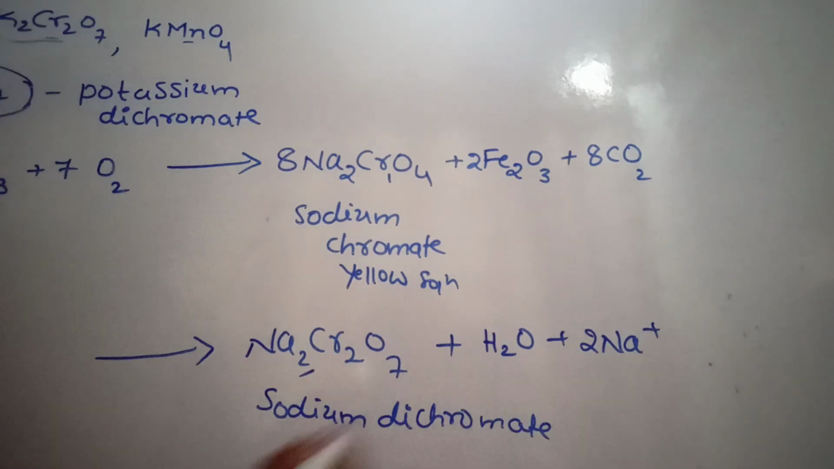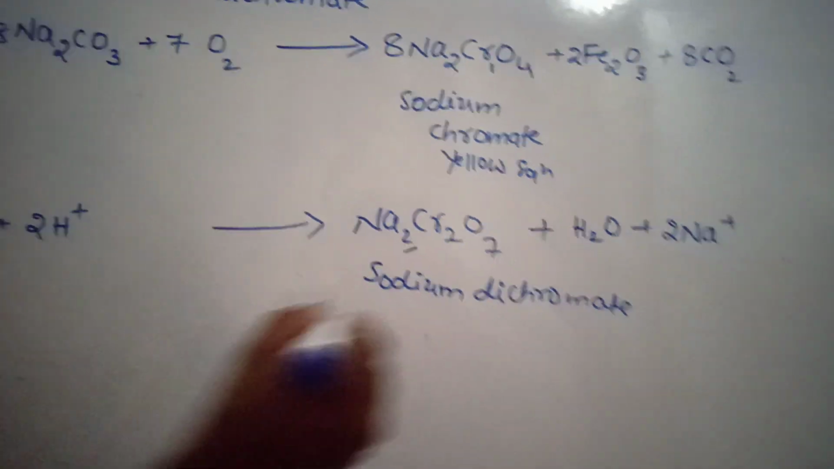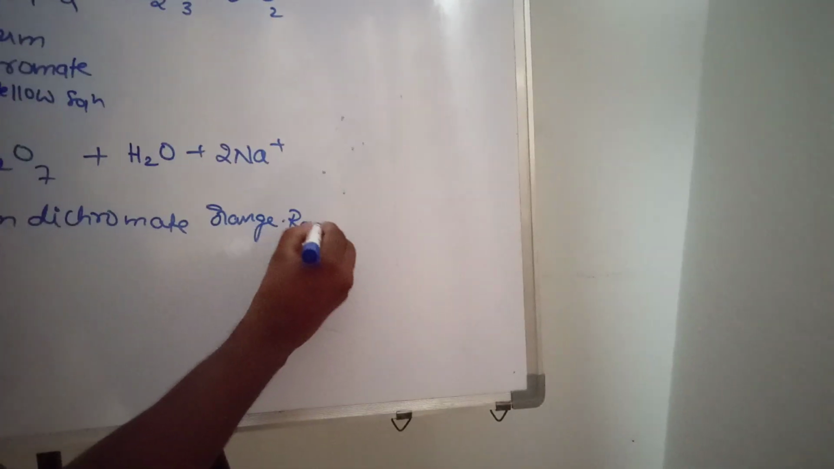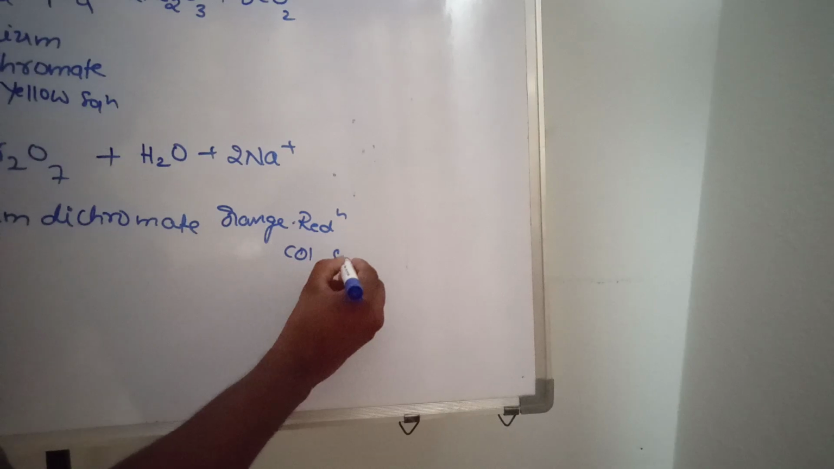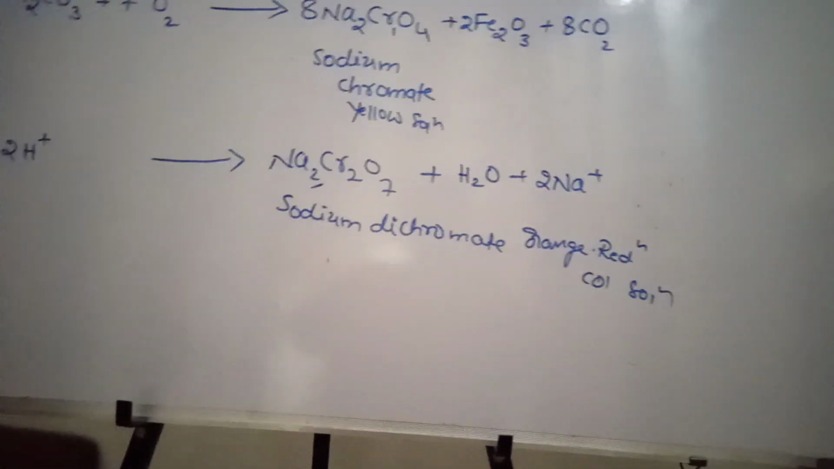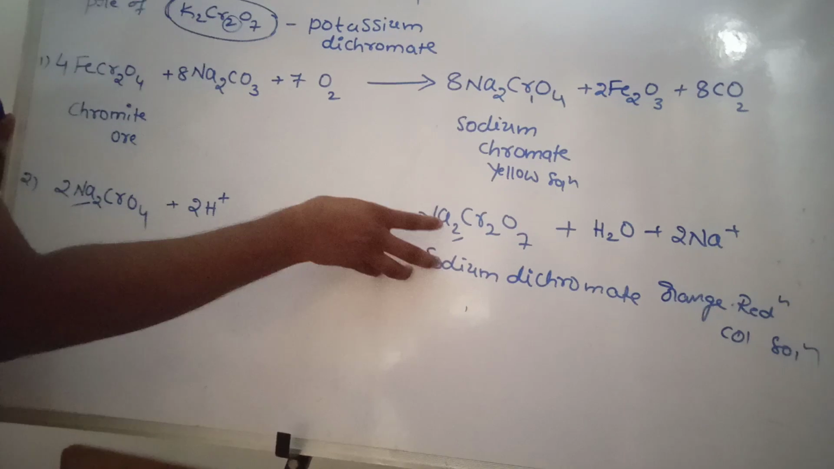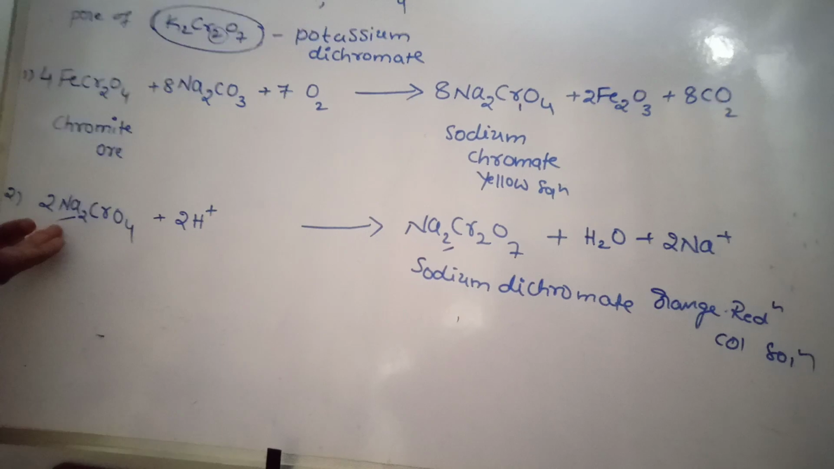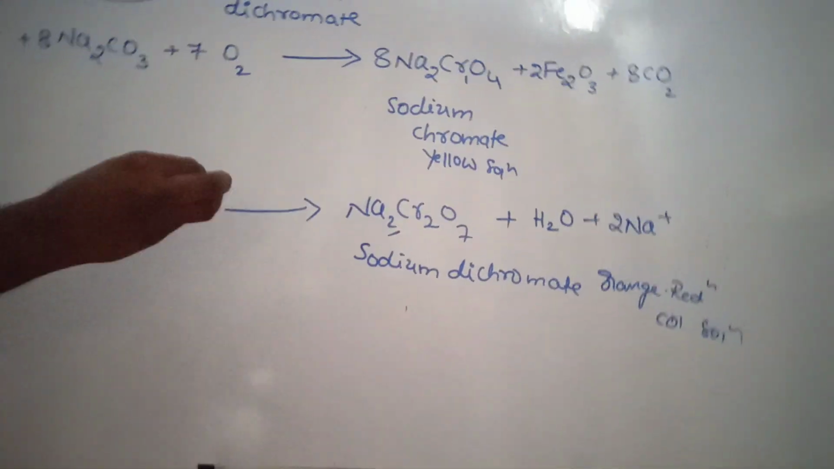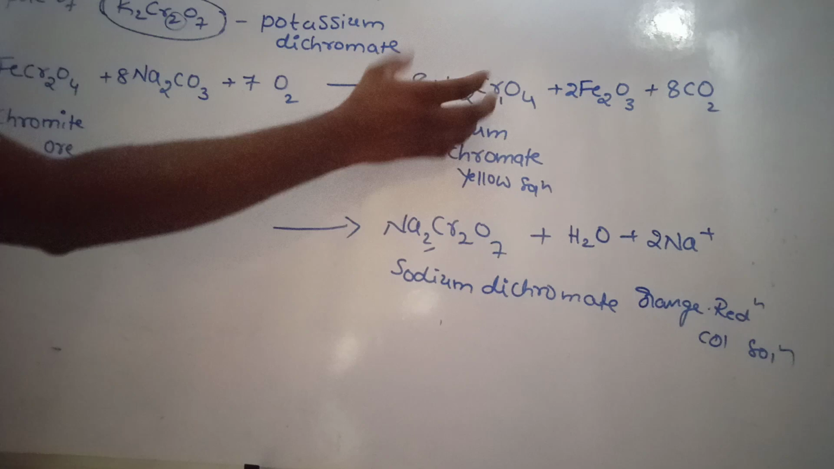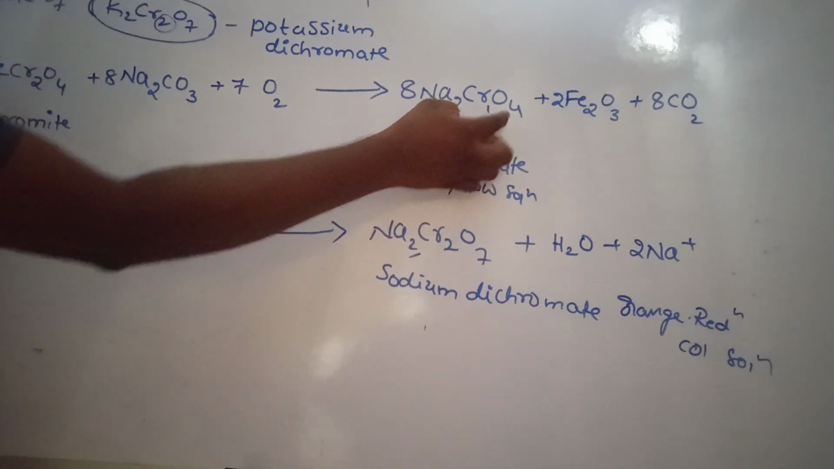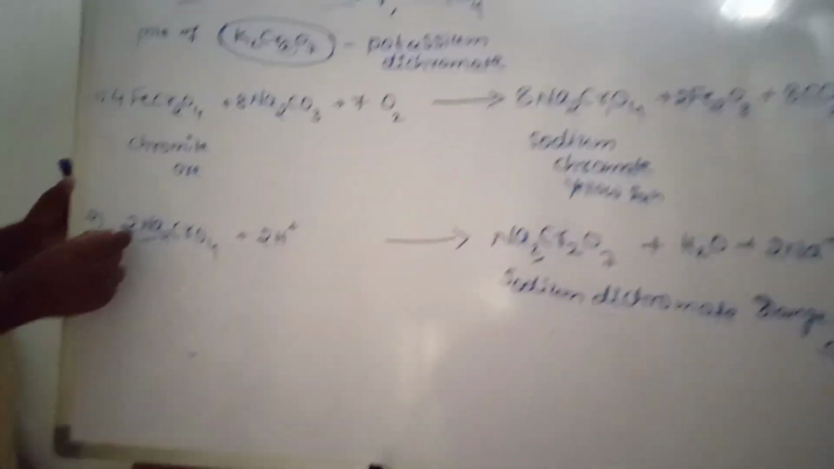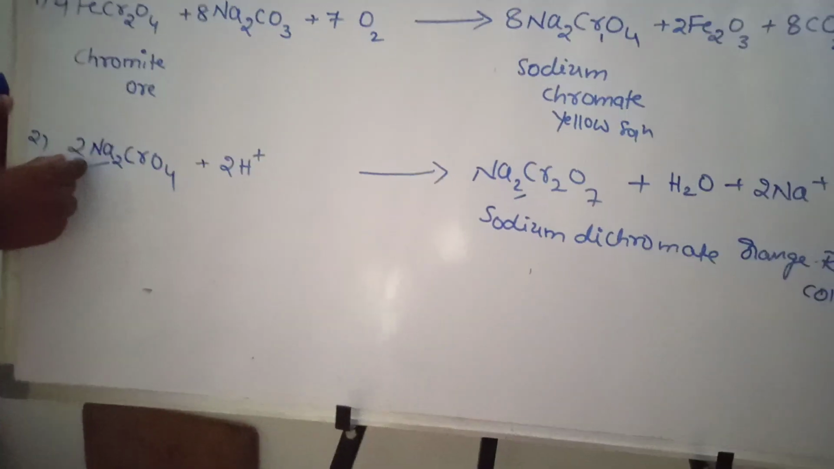This is called sodium dichromate. Orange red color solution. It was very easy. In the first step only you have to do hard work. The second step was very easy. What you obtained in the first step, you repeat in the second step. No need to think. All requirements are present in the first equation only. 8 moles of Na2CrO4, sodium chromate, is formed. Of this compound only 2 moles you have to take. That was very easy.